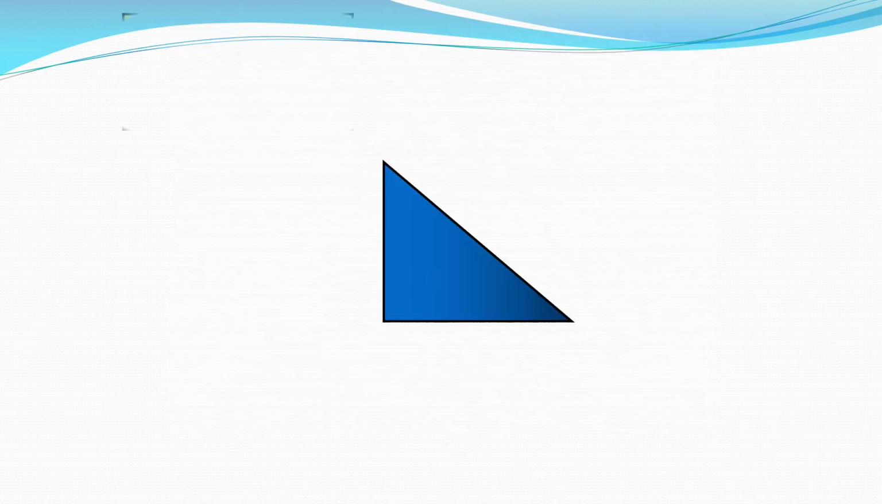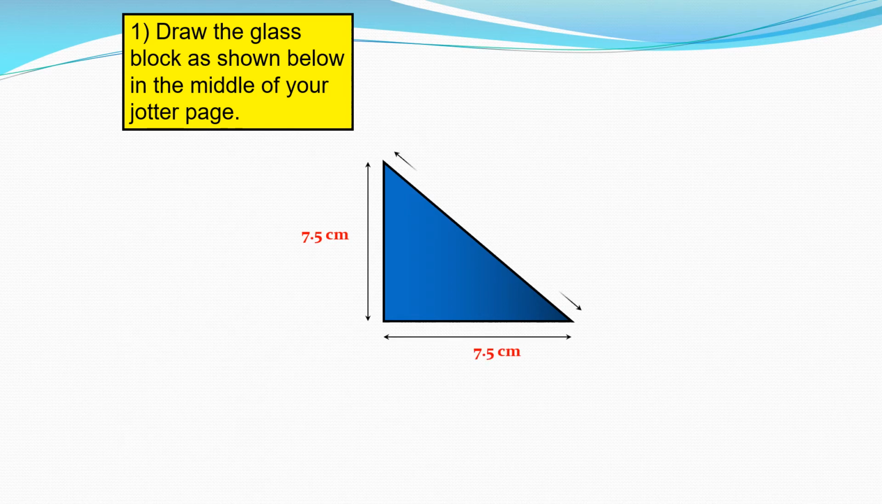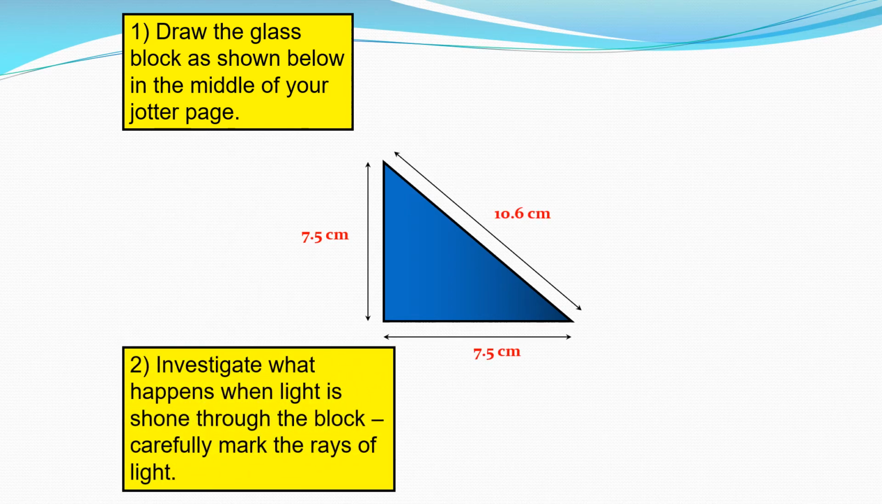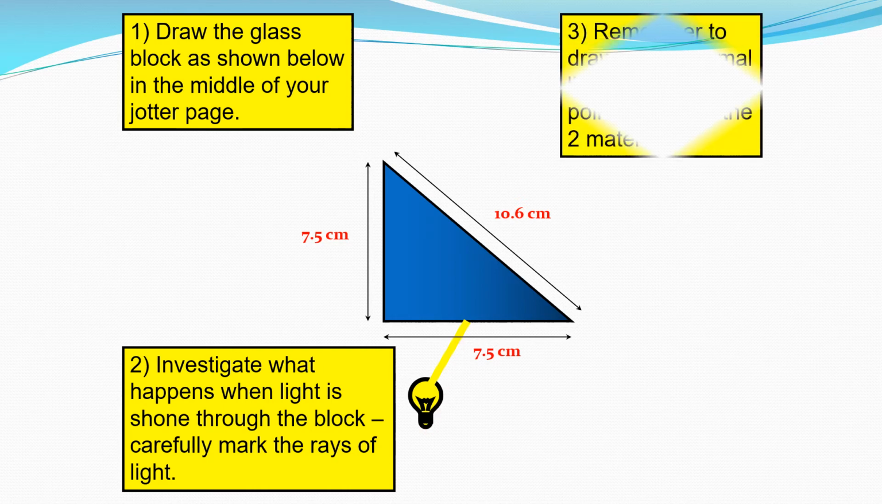Okay, we'd do the same experiment with a triangular block of perspex. So we would just get the triangular block of perspex, we would shine our ray box again at an angle similar to this, and we would see what happens here.